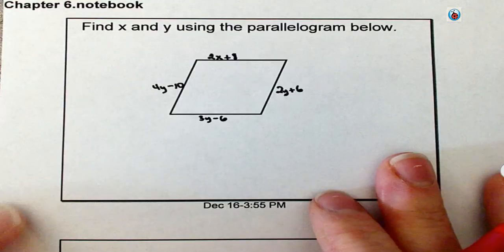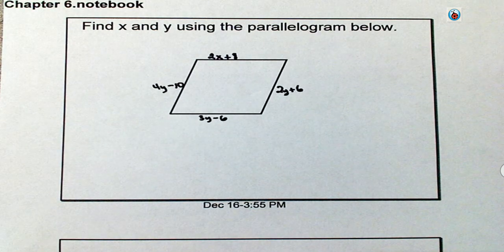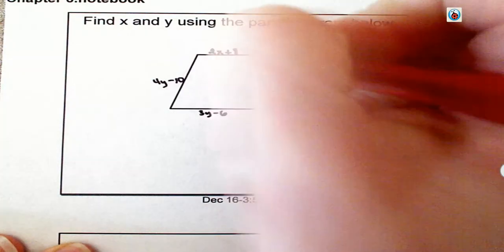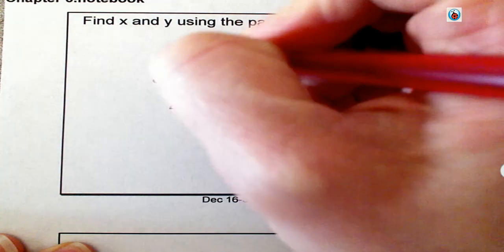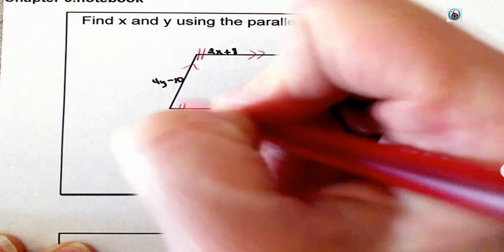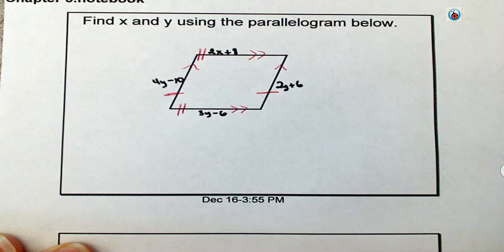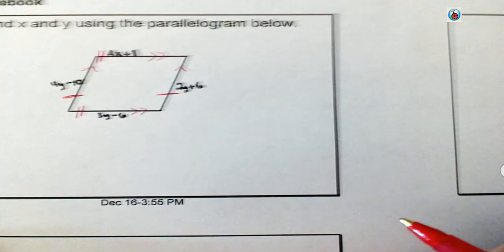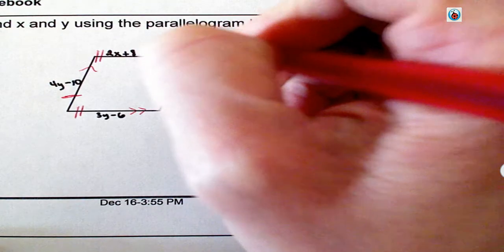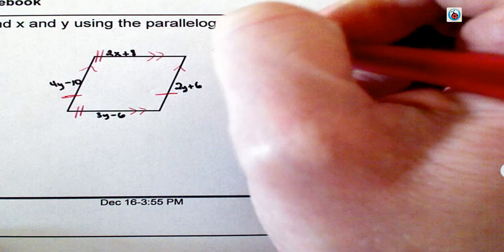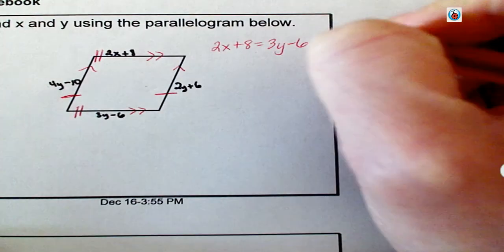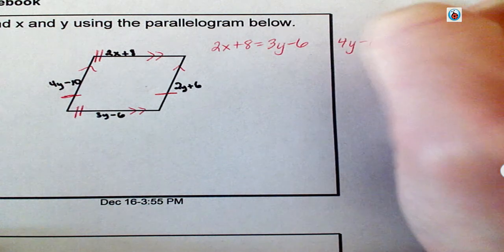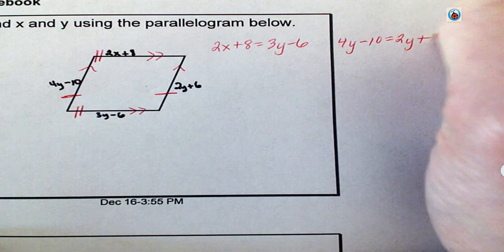Okay, next. Find x and y using the parallelogram below. If I tell you it's a parallelogram, that means opposite sides are parallel and you can mark it. It also means that opposite sides are congruent and you can mark that. So if my opposite sides are congruent, I can set those values equal to each other. So 2x plus 8 equals 3y minus 6. And these two, I can say 4y minus 10 equals 2y plus 6.